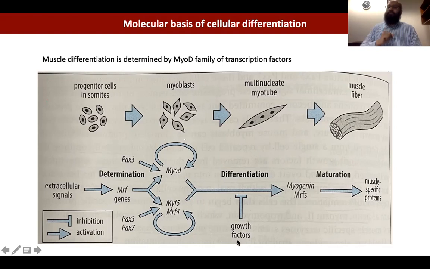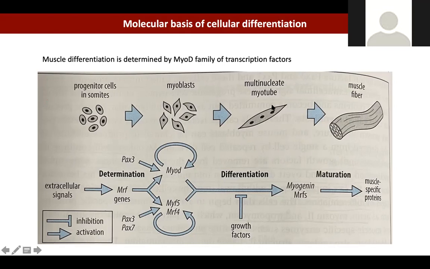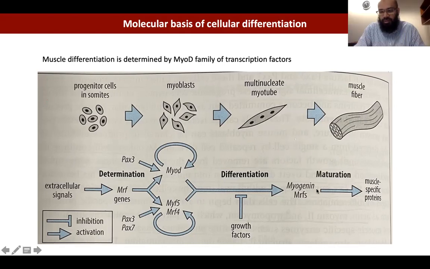So what happens when you take out the growth factors? There is a switch from the MyoD, MYF5, and MRF4 transcription factors into myogenin. And myogenin is basically the maturation or differentiation factor that eventually turns the myoblasts into muscle fiber. The myoblasts change their morphology and align themselves into multinucleated myotubes, which eventually make the muscle fiber. Each of these fibers is a multinucleated myotube. And for this to happen, you need the action of myogenin.